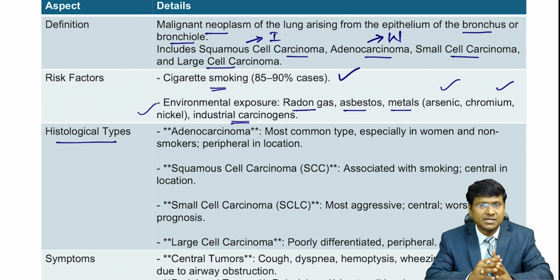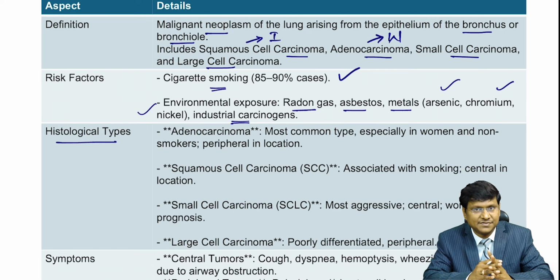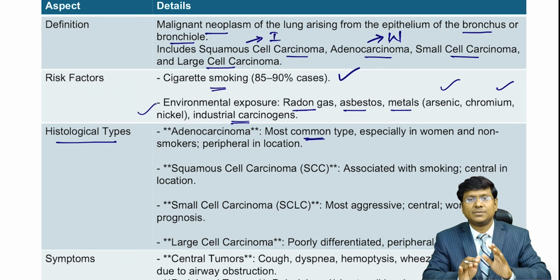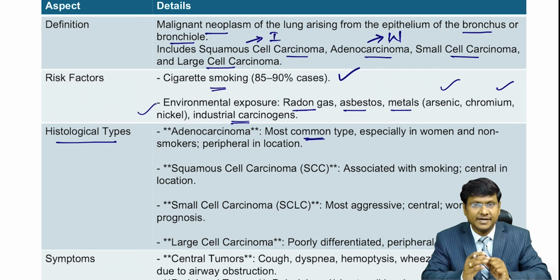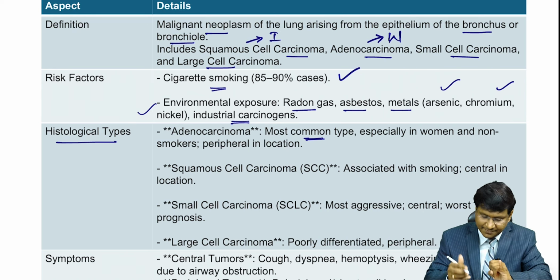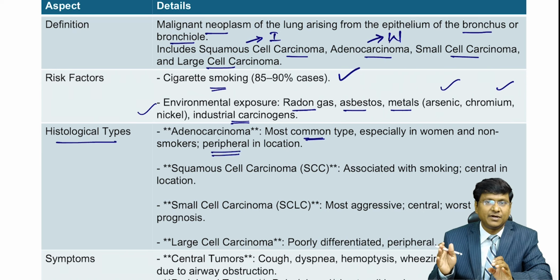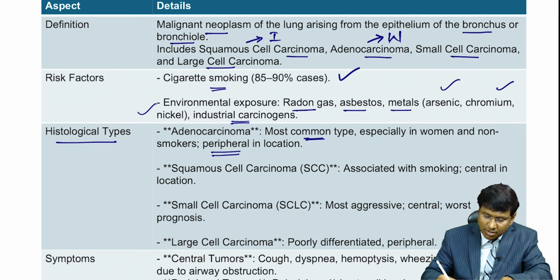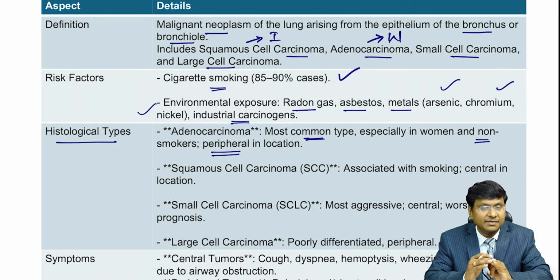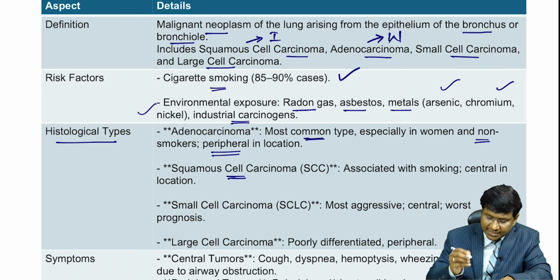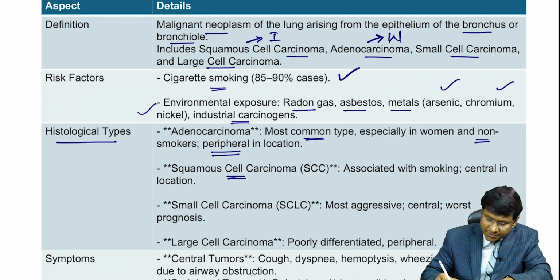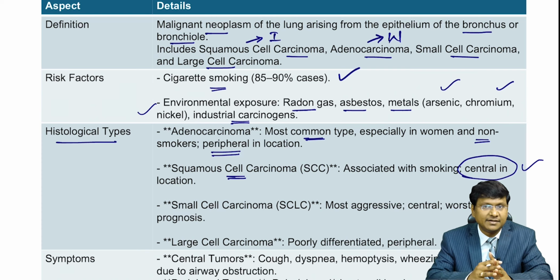Then what are the histological types of bronchogenic carcinoma? As I have said, adenocarcinoma is the most common type of bronchogenic carcinoma, and it is more commonly observed in women rather than men, and it is in the peripheral location, right? It is commonly observed in non-smokers, common in women, non-smokers, and peripheral location. Then you take squamous cell carcinoma. Squamous cell carcinoma is associated with smoking, and it is a central tumor, right?